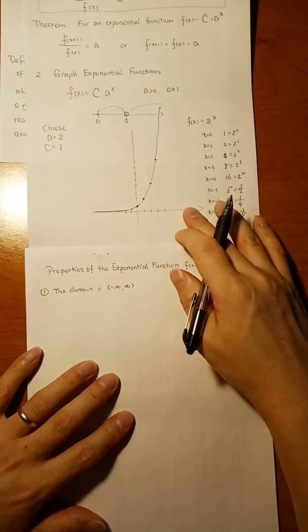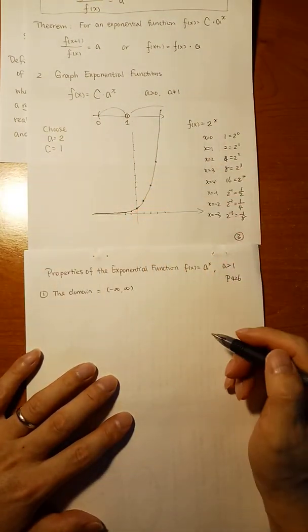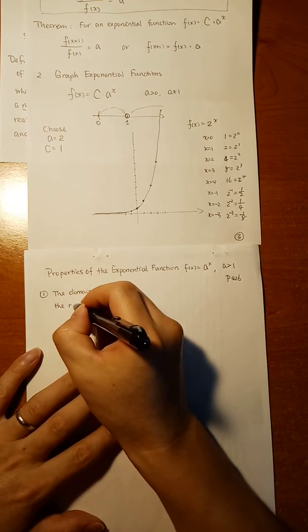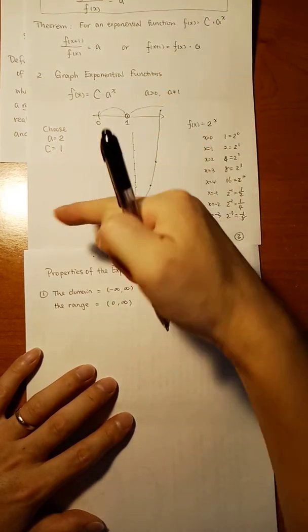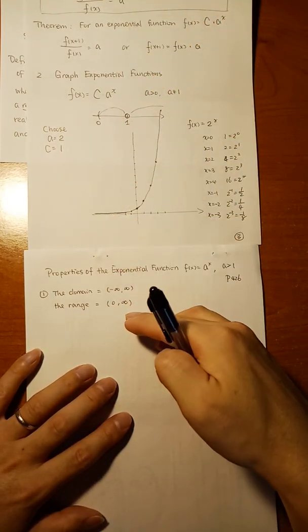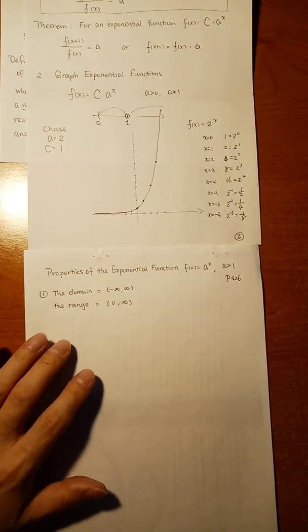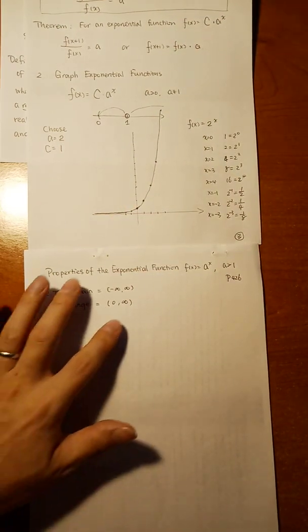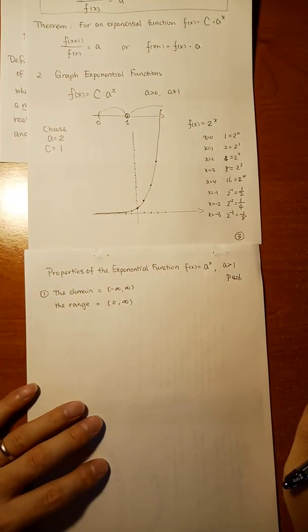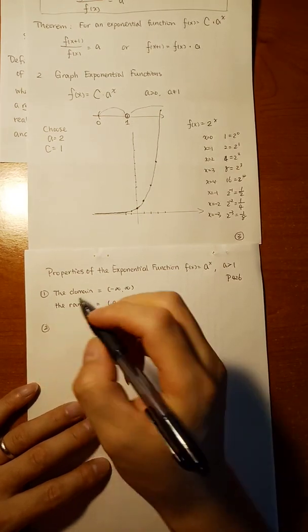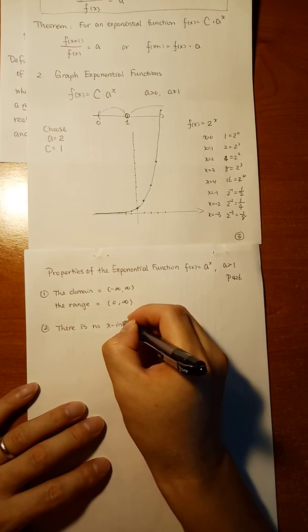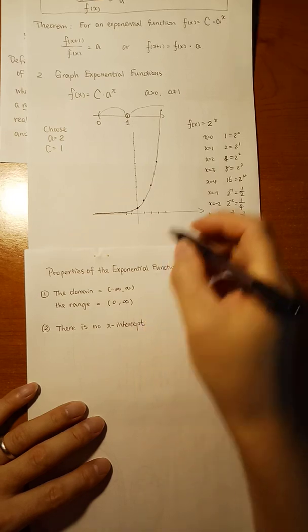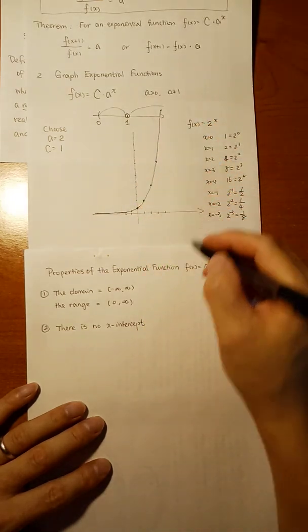You can define it for whatever x, either negative, positive, or 0. And the range is from 0 to infinity, because the whole graph is above the x-axis. It can be as small as possible, but it cannot touch 0, and it will go as high as possible without limit. Okay, and 2, there is no x-intercept. The graph of a to x does not intersect the x-axis.